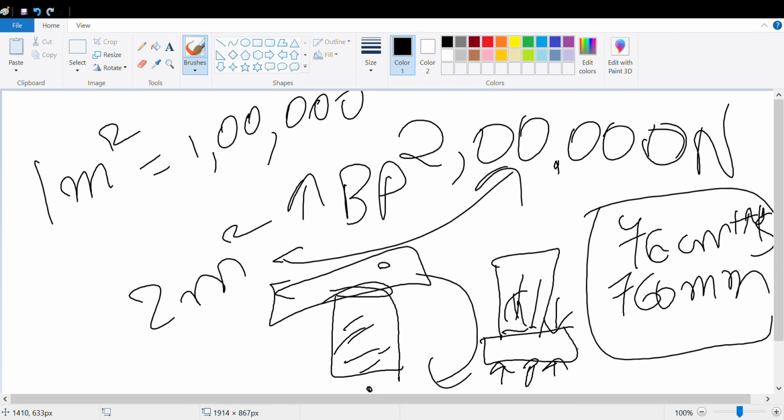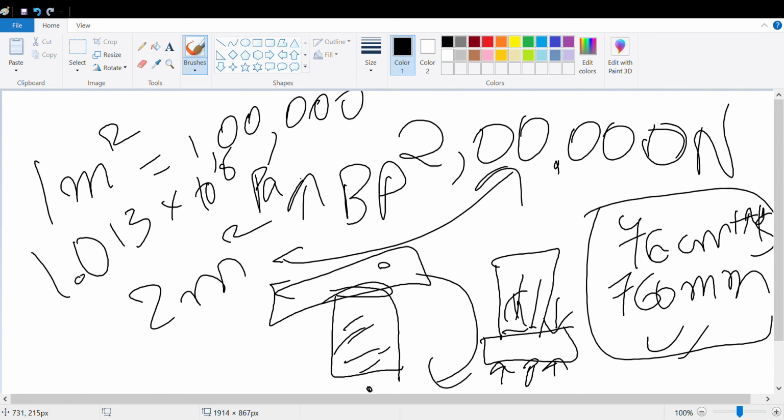Standard value of atmospheric pressure. The 10th one is also easy, almost the same. This I have told you: 76 centimeter. Now they have also given that 76 centimeter or 760 millimeter of mercury column is equal to 1 atm or 1.013 into 10 to the power 5 pascals. Pa, for Blaise Pascal. We have read this in the previous video.